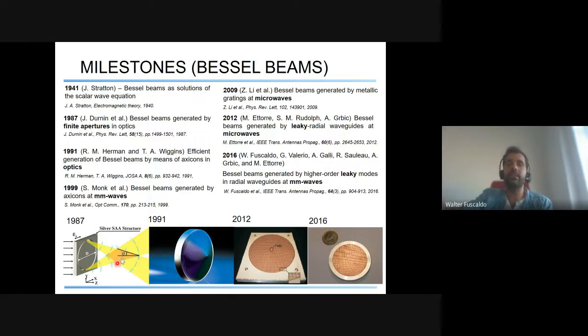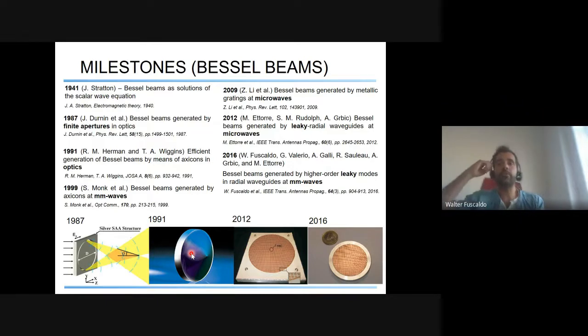However, this kind of device was actually poorly efficient, because most of the radiation coming from the back of the plate was blocked by the metallic plate. So the useful area of the aperture that was used to generate a Bessel beam was quite small. In order to get a more efficient way to create a Bessel beam, axicon lenses, like those shown here, were then proposed in the early 90s.